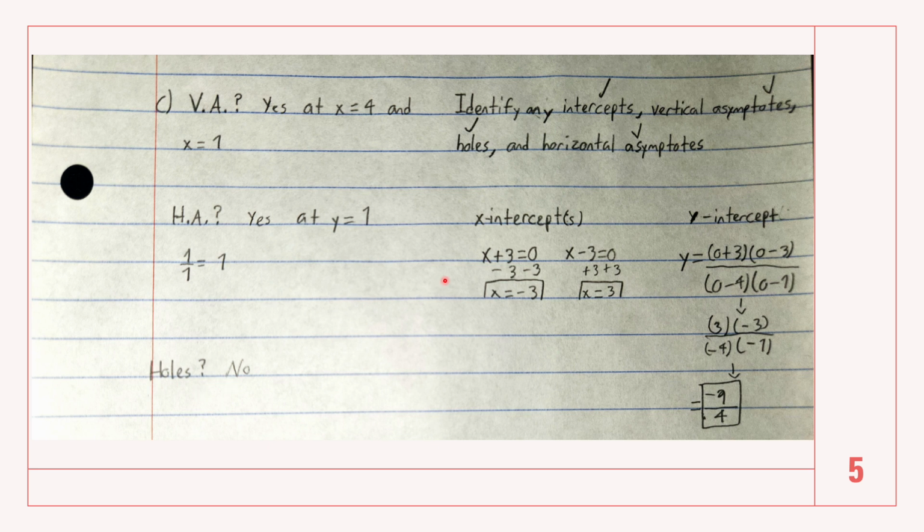For the x and y intercepts, you want to set the whole equation to 0. Since the denominator multiplied by 0 is just 0, you can just set the numerator equal to 0. So, for x plus 3 equals 0, that will leave you with x equals negative 3. And for x minus 3 equals 0, that will lead you to x equals 3. For the y-intercept, you want to set all x values in the equation to 0, which will leave you with 3 times negative 3 in the numerator and negative 4 times negative 1 in the denominator, which will leave you with the y-intercept of negative 9 over 4.